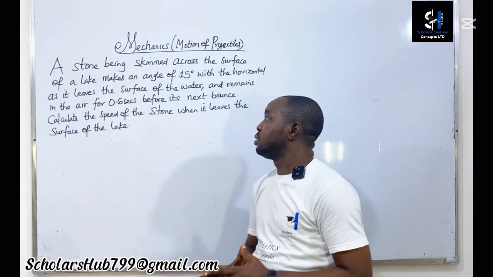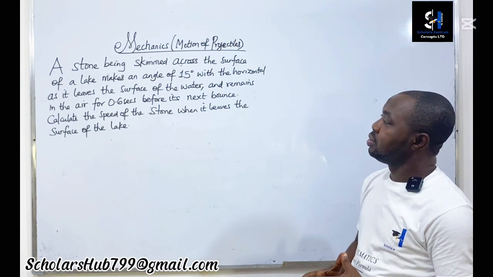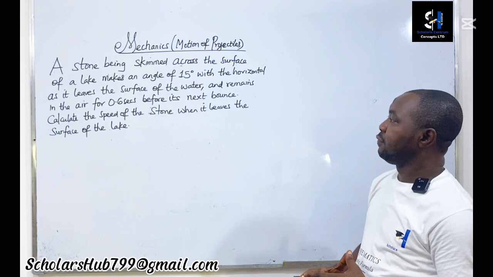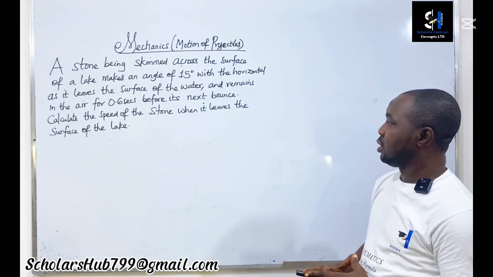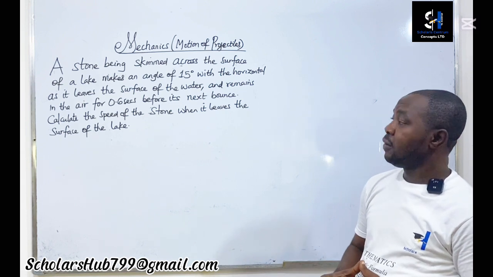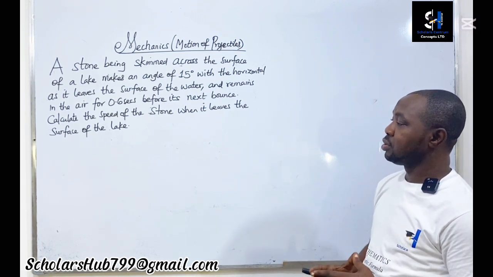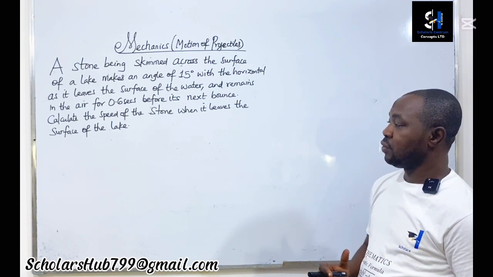Right, let's solve this question on the board. A stone being skimmed across the surface of a lake makes an angle of 15 degrees with the horizontal as it leaves the surface of the water and remains in the air for 0.6 seconds before it next bounces. We are asked to calculate the speed of the stone when it leaves the surface of the lake.